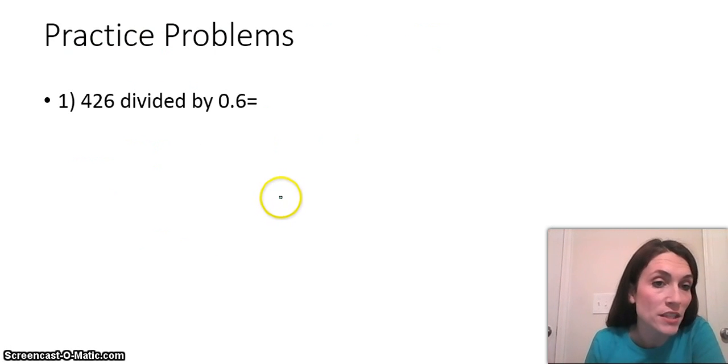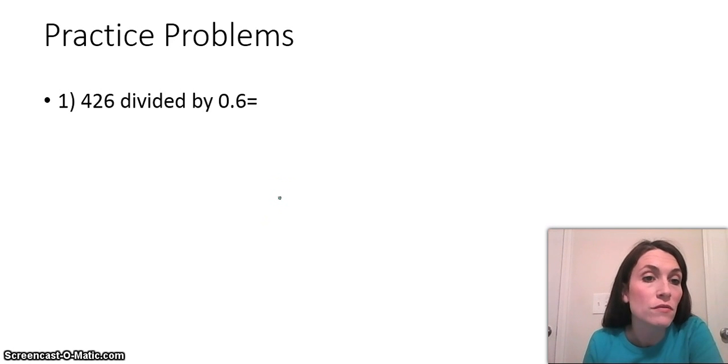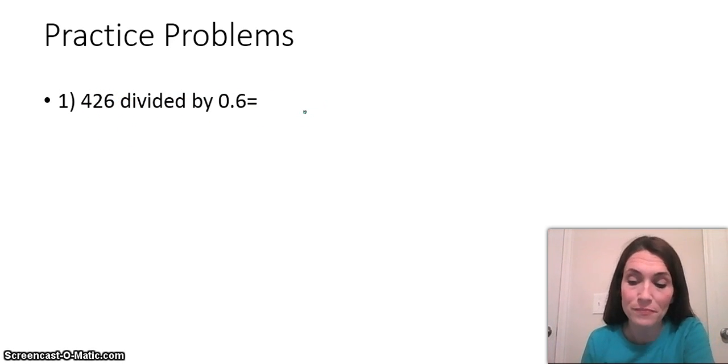For your first practice problem, we're going to divide 426 by 6/10. Remember, we're going to need to make that 6 into a whole number by moving the decimal point. If we move the decimal point a place in our divisor, we must also do the same thing in our dividend. Please try this one on your own. Whenever you finish the division problem, press play and we'll work it together.